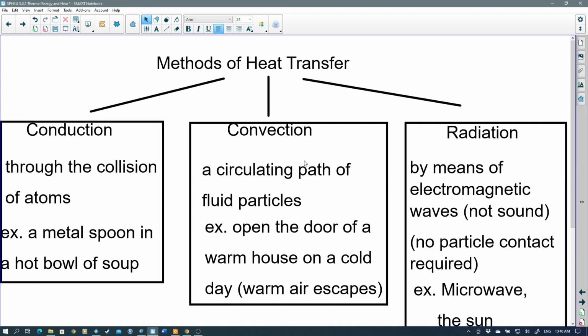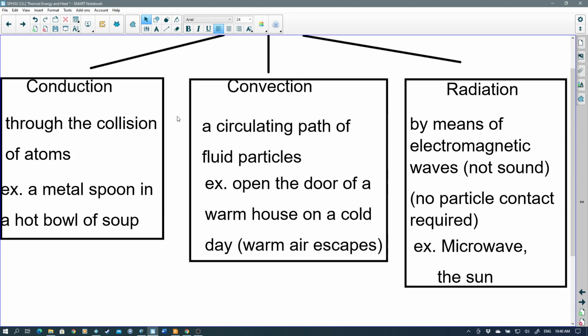There are three methods of heat transfer: conduction, convection, and radiation. Conduction is done through the collision of atoms with one another, and oftentimes we will use metal as an example of conduction, because if you ever put a metal spoon in a hot bowl of soup, especially if you're cooking the soup, and you just leave the metal spoon there and come back and grab it, you can burn yourself, because the metal will be at some point just as hot as the boiling soup.